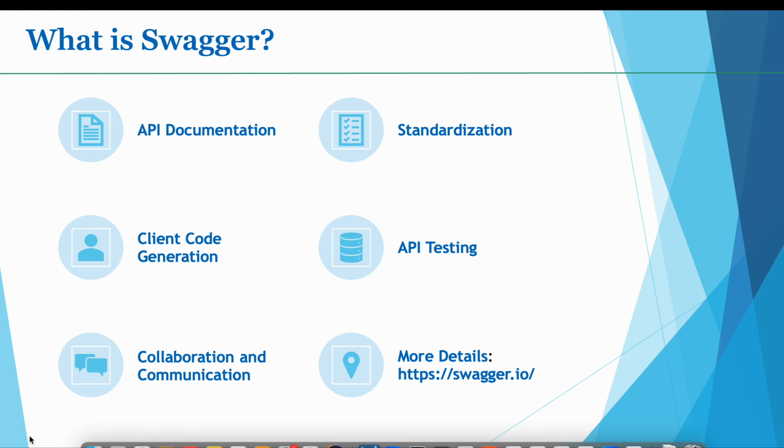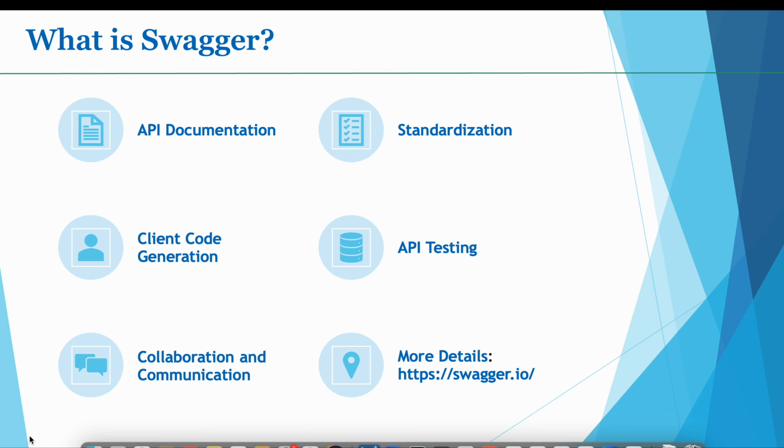Swagger is also helpful in collaboration and communication. By using Swagger to document APIs, teams can enhance collaboration and communication within development projects. Swagger documentation serves as a central source of truth that developers, testers, and other stakeholders can reference to understand API functionality and requirements. More details of Swagger you can find on swagger.io.